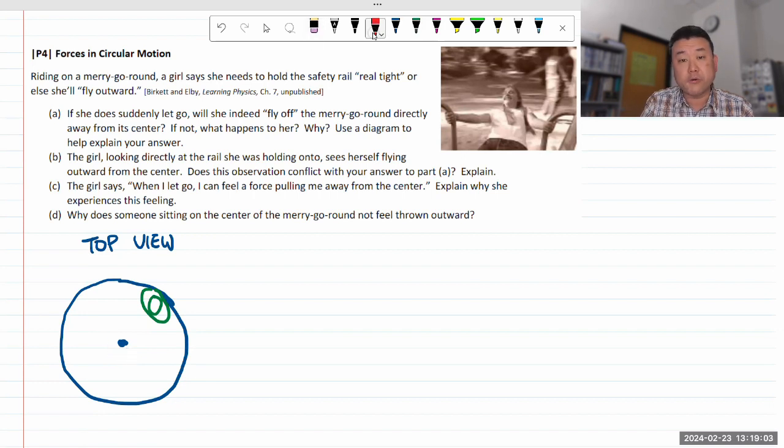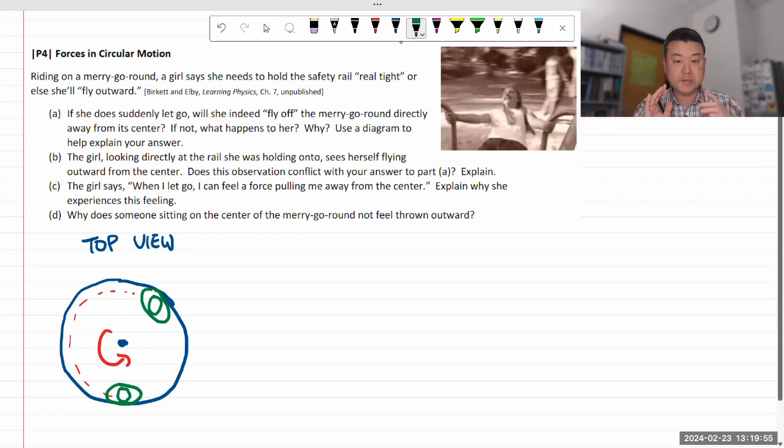If you've been on a merry-go-round or if you've been spun around before, you get the sensation, well, I have to do something to stay in. Like if I stop doing it, I will fly outward. So that's the picture we have in mind. Let's just say this girl is spinning on the edge of the merry-go-round, and at some point she will reach this point. So, if she does suddenly let go, will she indeed fly off the merry-go-round directly away from its center? Oh, wait, this is a bad position to put her in, so let me put her over here.